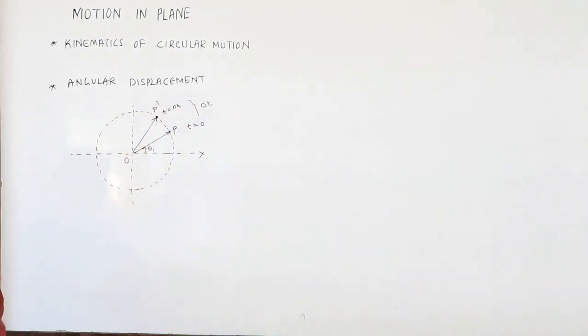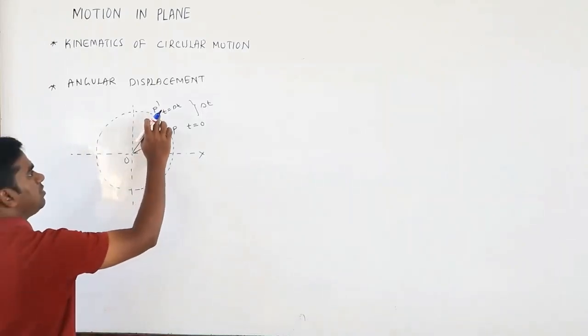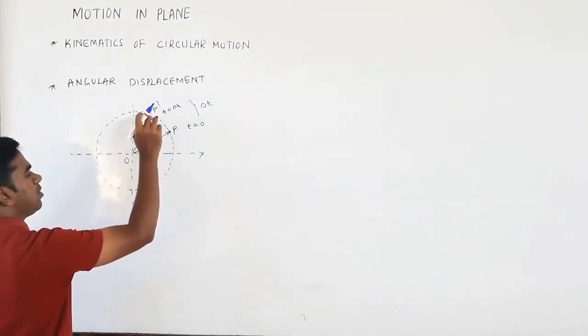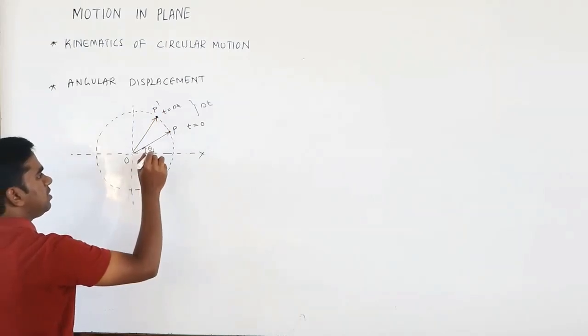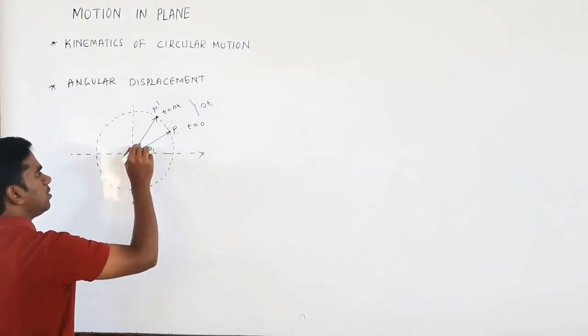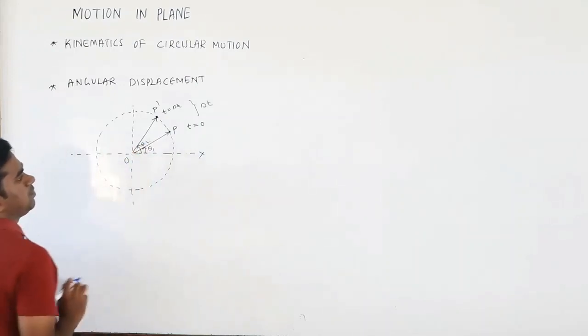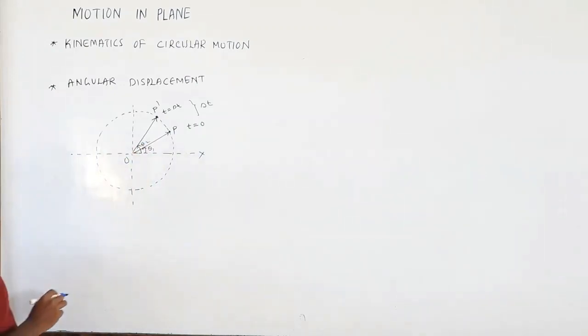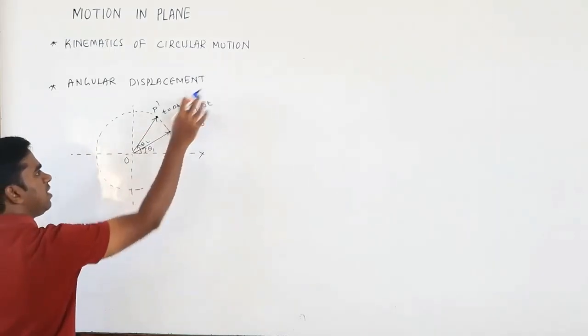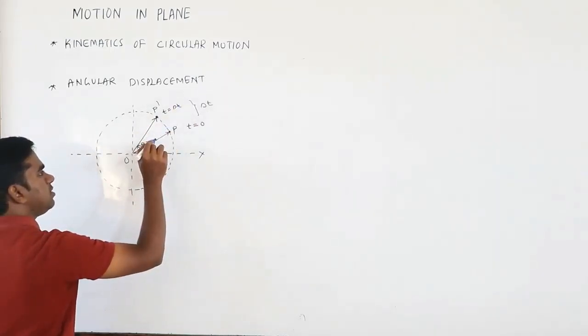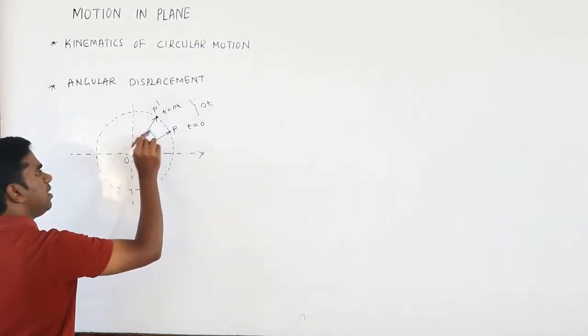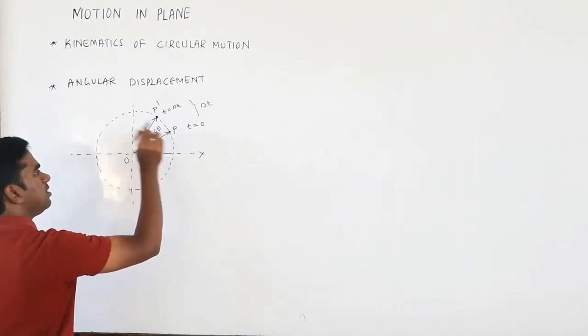Now what is the angular position of the object at P dash? That is going to be theta 2, from here to here. So in delta t time, it has rotated or changed by some delta theta angle.